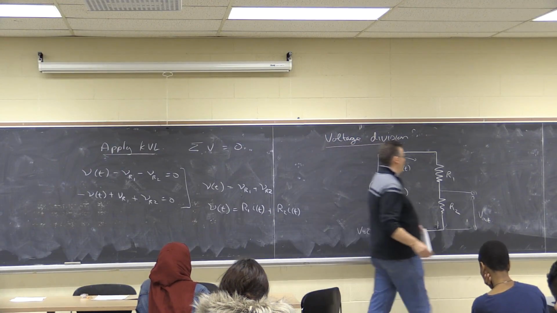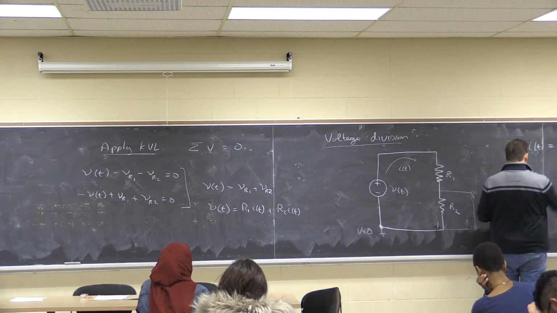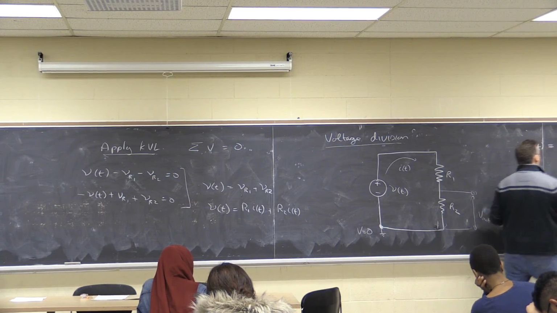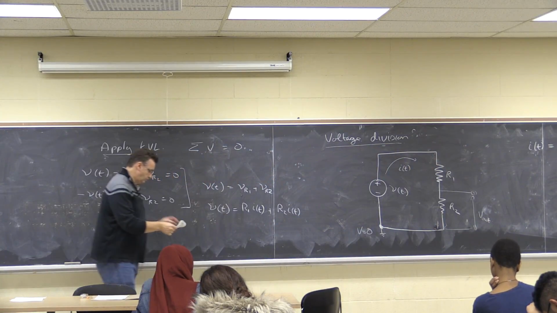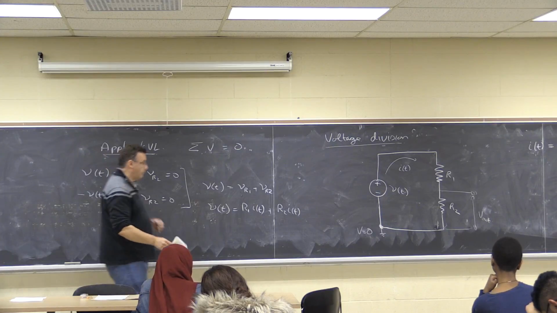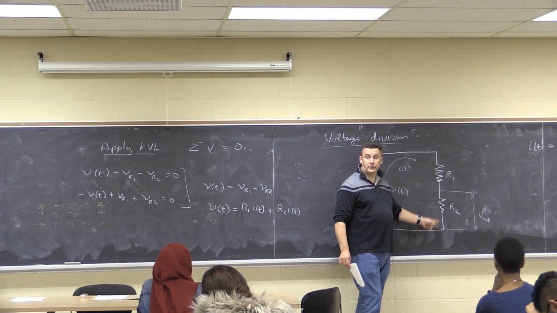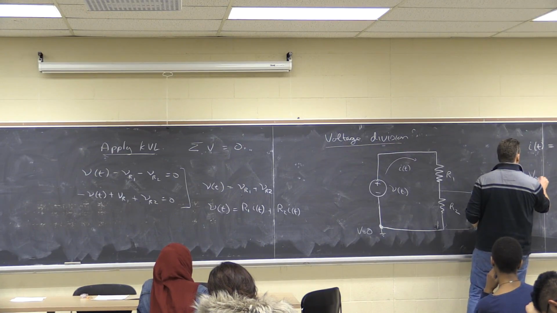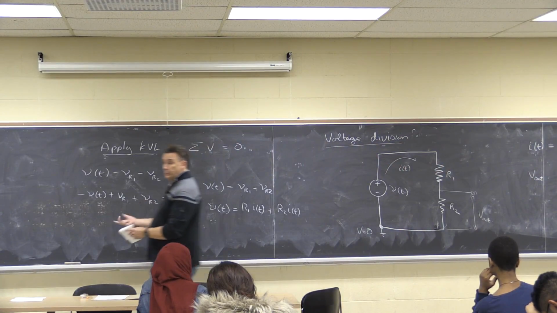So I can write in terms of the current then. I can say the current, I of t, is just voltage of t across R1 plus R2. But what I really want is the voltage drop across here. So I know V out equals the current times the resistance.